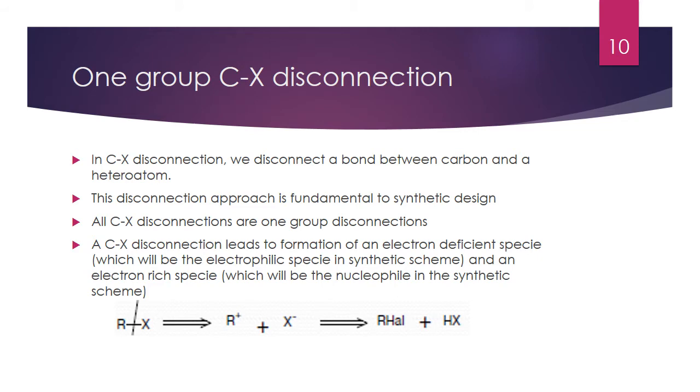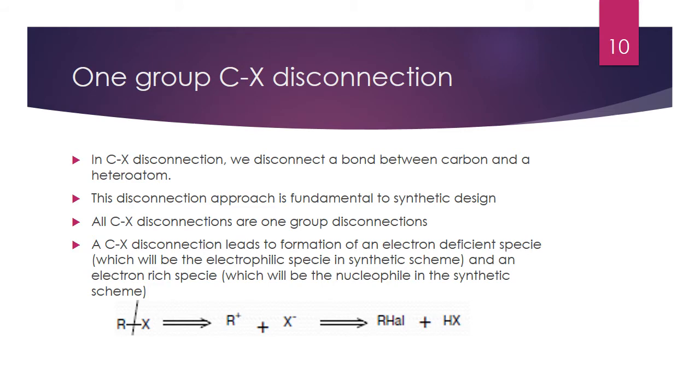In a C-X disconnection, we disconnect a bond, and that should always be between a carbon and a heteroatom. Disconnection is the fundamental design. All of these are one-group disconnections, so you have to just disconnect one bond. Whenever we carry out a C-X disconnection, we have an electron-deficient species, which is the electrophile, that is positively charged, and the other is always an electron-rich species, that means it should be the nucleophile.